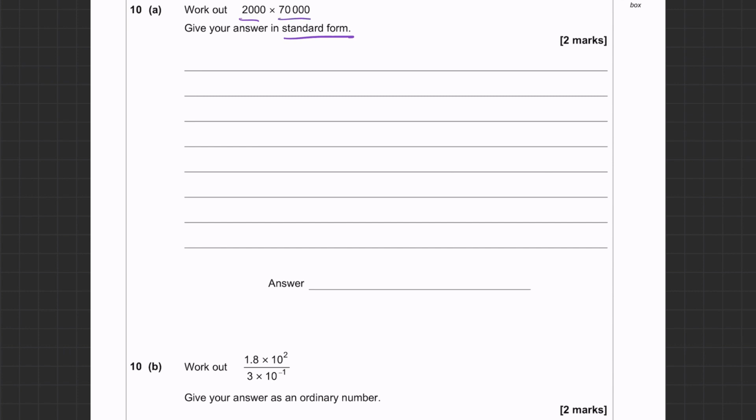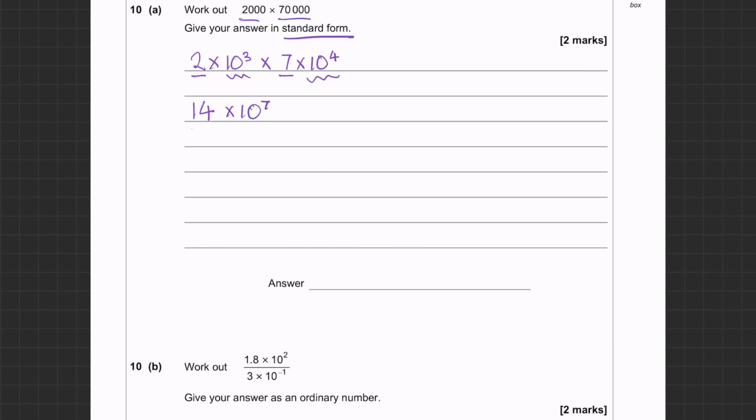So 2,000 is 2 times 10 to the 3, and we're multiplying it by 70,000, which is 7 times 10 to the 4. Well, 2 multiplied by 7 is 14, and 10 cubed multiplied by 10 to the 4 is 10 to the 7.